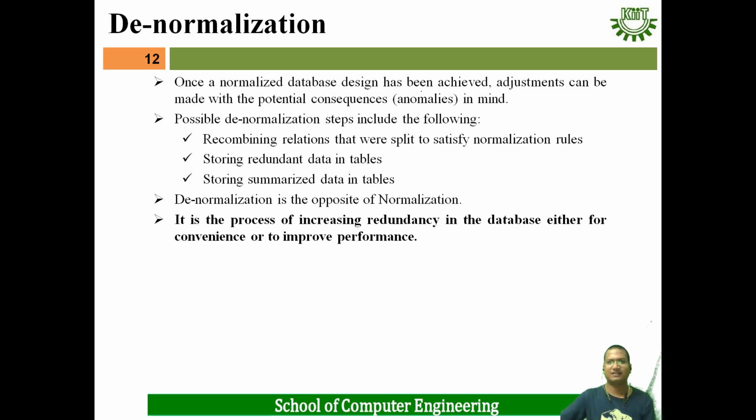And once a normalized database design has been achieved, adjustments can be made with the potential consequences and anomalies in mind. Possible denormalization steps include the following. These are the steps we have to follow in the denormalization process. Recombining relations that were split to satisfy normalization rules. Storing redundant data in tables, and storing summarized data in tables. Denormalization is the opposite of normalization, and it is the process of increasing redundancy in the database either for convenience or to improve the performance.